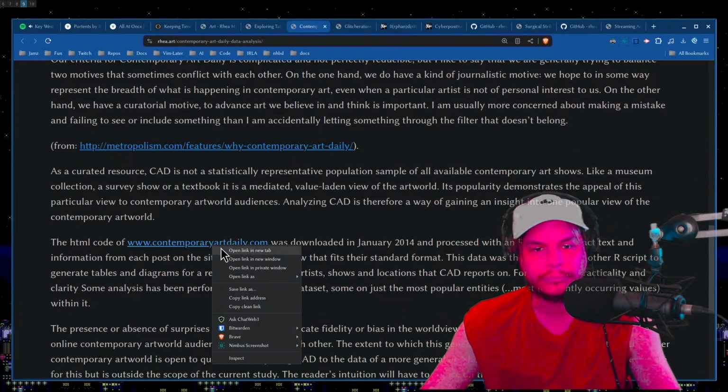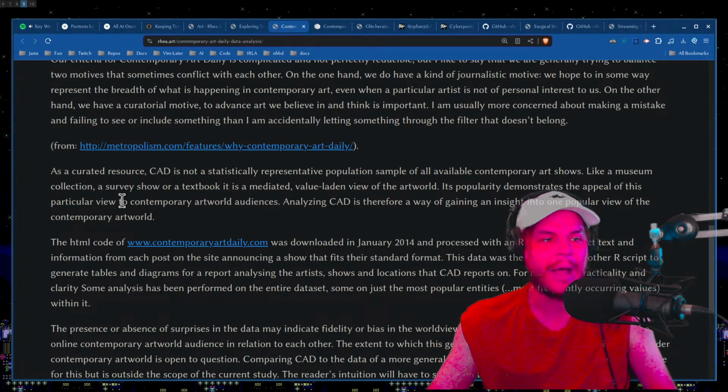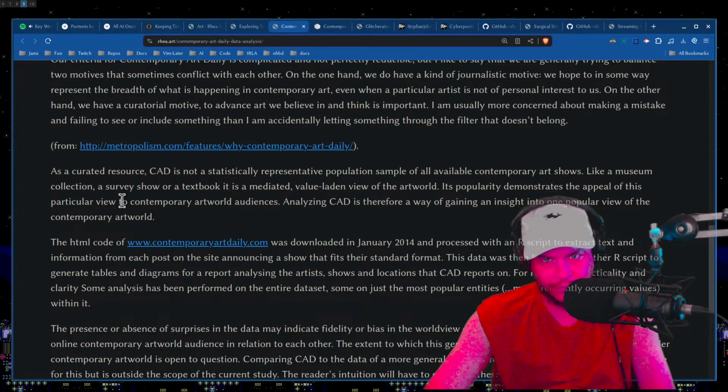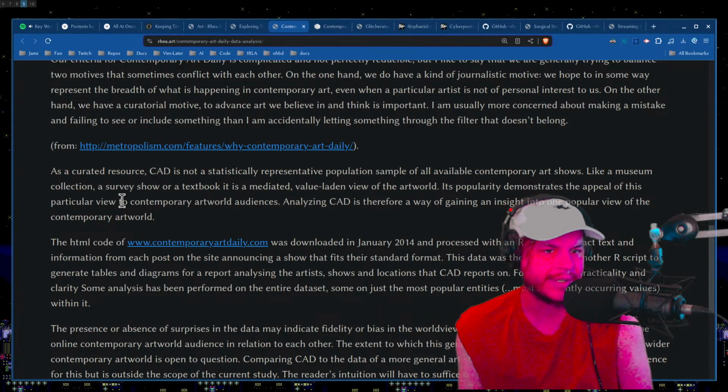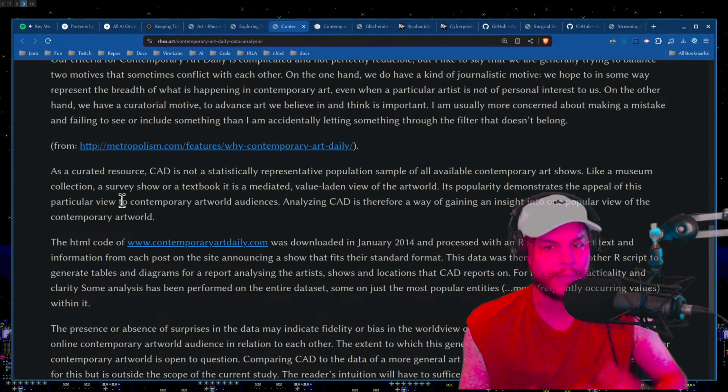Great. So, as a curated resource, CAD is not a statistically represented population sample of all available contemporary art shows. Like a museum collection, a survey show, or a textbook, it is a mediated, value-laden view of the art world. Its popularity demonstrates the appeal of this particular view to contemporary art world audiences. Analyzing CAD is therefore a way of gaining insight into one popular view of the contemporary art world.